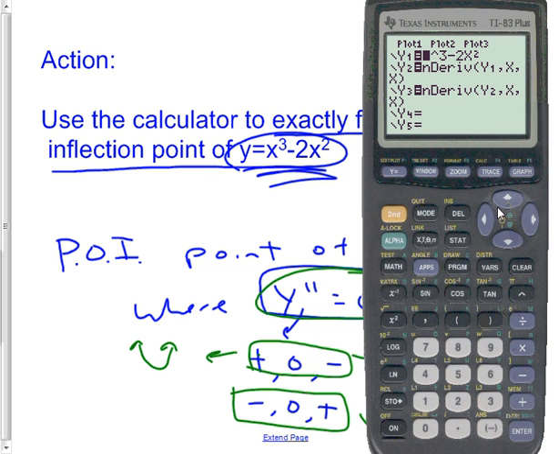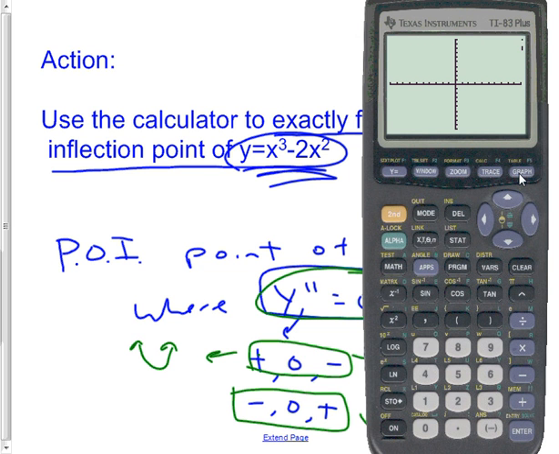And for these, I only really want to look at the second derivative. So I'm going to turn off Y1 and Y2 and graph it. It takes a little bit of time because the calculator needs to be doing all this differentiation, and it's not the easiest thing for it to do. So here we have our second derivative, and clearly it goes from a negative value to a positive value. So it is switching signs, and we need to find out what that value is.